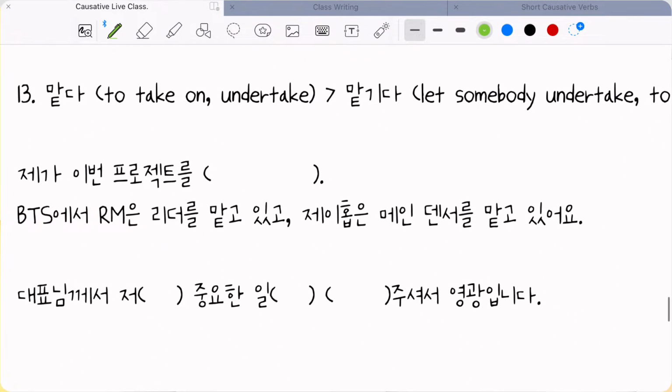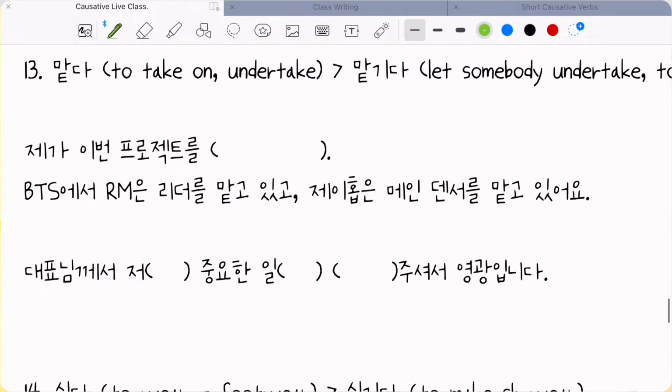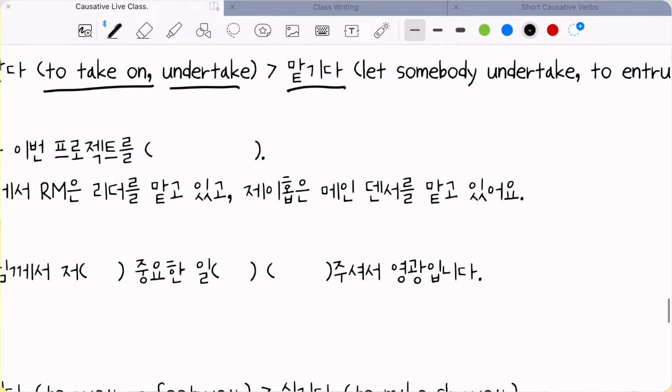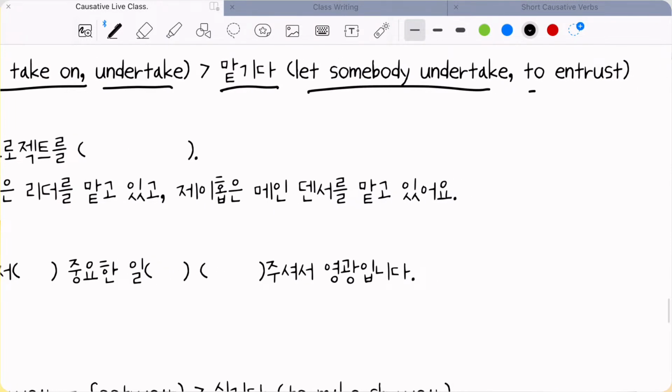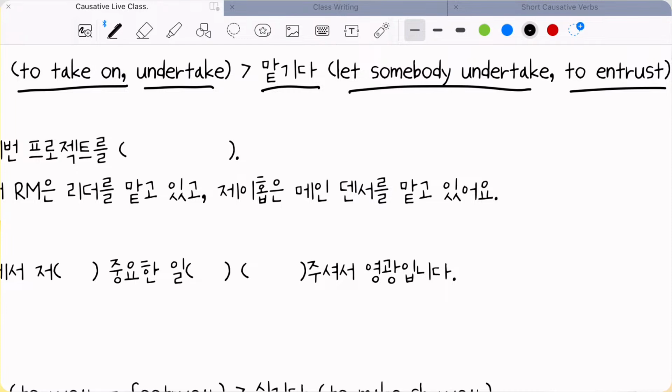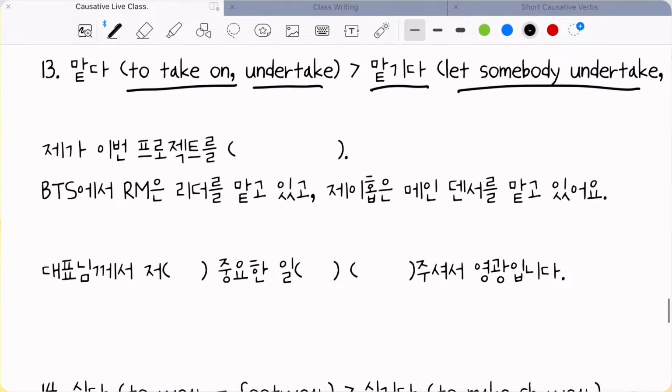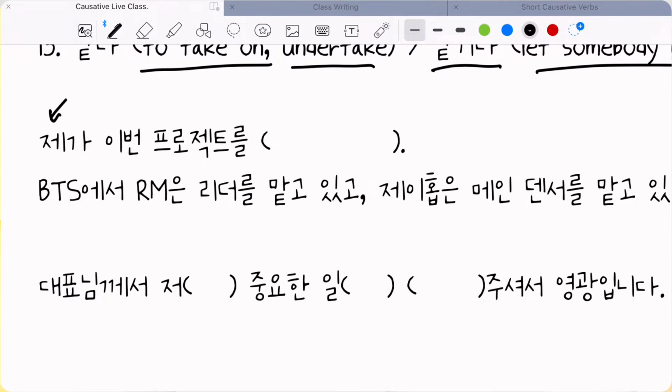맞다 and 맡기다. Okay. 맞다 means to take on, to undertake, and it's usually used for some sort of task. It could be at work, or it could also be household work. It doesn't have to be company work, serious work, and stuff like that. And 맡기다 would be to let somebody undertake. So it would mean to entrust a certain task to somebody, to let somebody do it because you trust that person, right? 그래서 it's usually used for projects. If you're an office worker, it's usually used for projects.